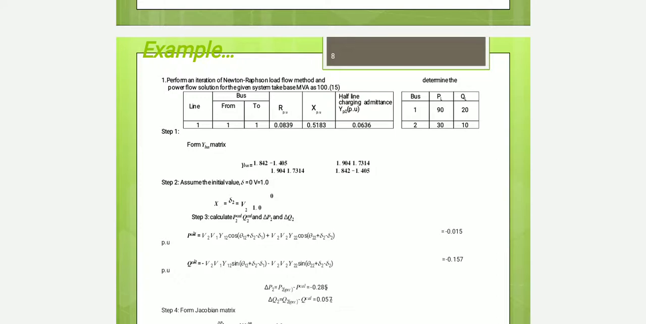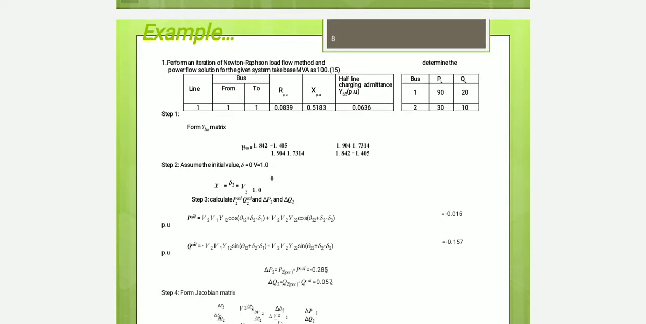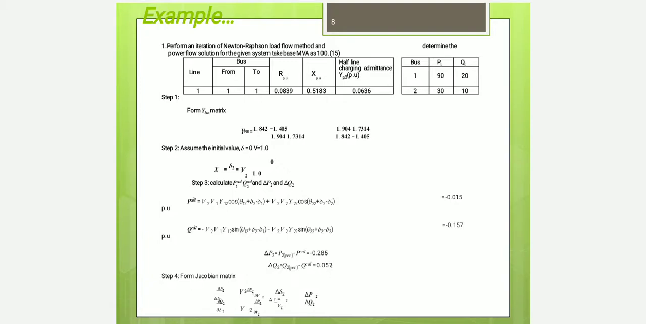Coming to step 1, you need to form the Y bus first based upon the given values of resistance per unit and reactance per unit here. In the second step, you need to assume the initial values, as you have seen in the step-by-step procedure, that is, the algorithm of the Newton-Raphson method. First you need to form a Y bus, and the second step you need to assume the initial value of delta as 0, δ as 0, and the value of voltage as 1.0 per unit, and the value of slack bus is taken as 1 per unit.